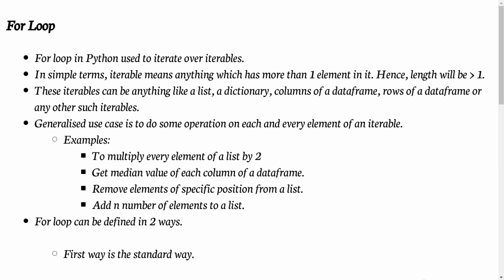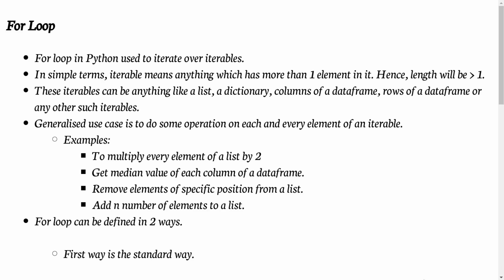Hello all. Today we will talk about for loop in Python. A for loop in Python is used to iterate over an iterable. In simple terms, iterable means anything which has more than one element in it. Hence, the length of that iterable will be greater than one.